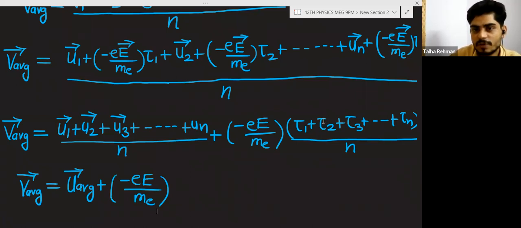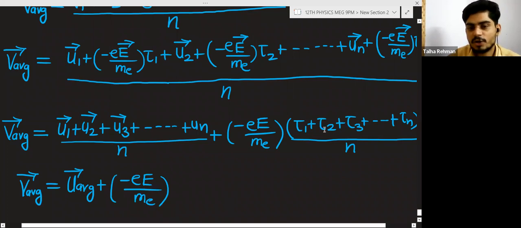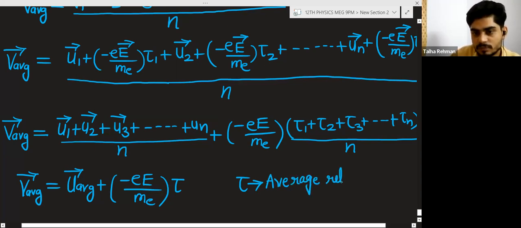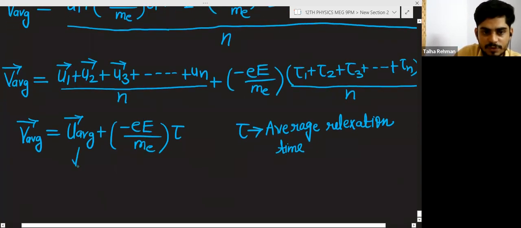What is tau 1? Tau 1 is the relaxation time for electron 1. Tau 2 is the relaxation time for electron 2. So this whole term is the average relaxation time. This is represented by tau. Tau is the average relaxation time, and this term is 0, we know.